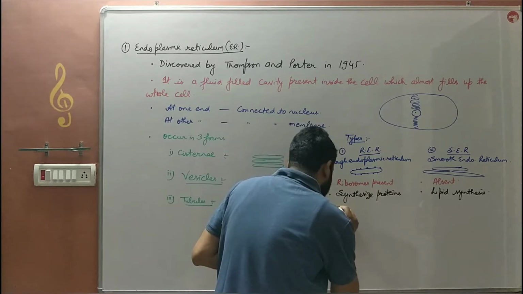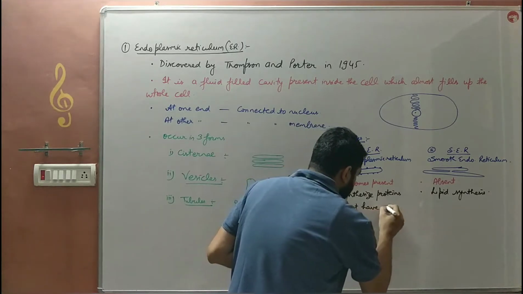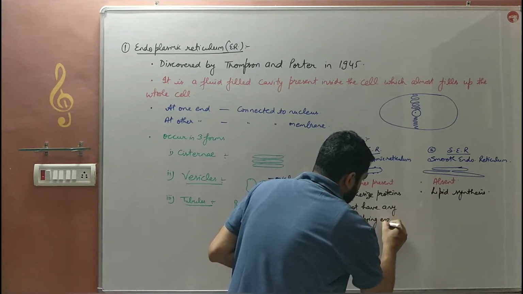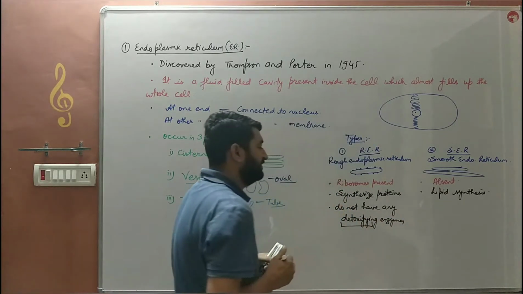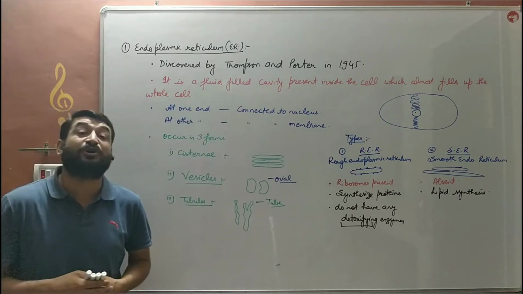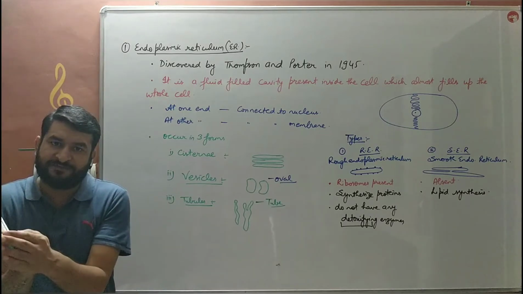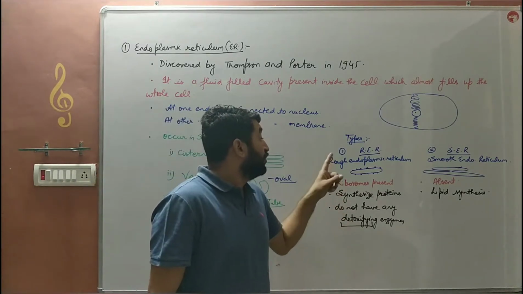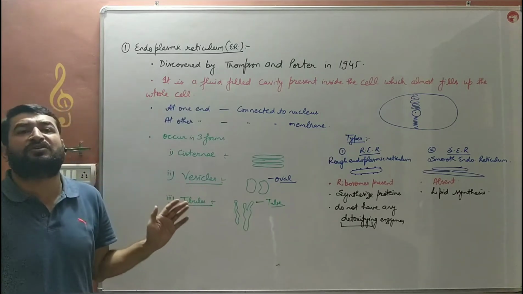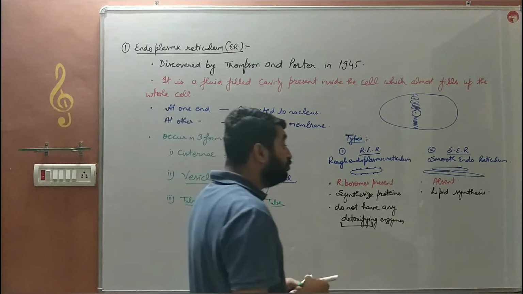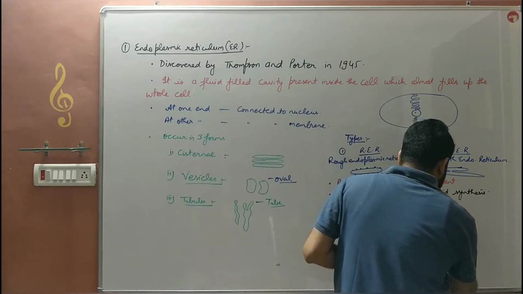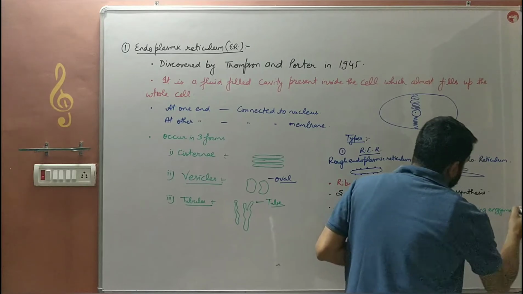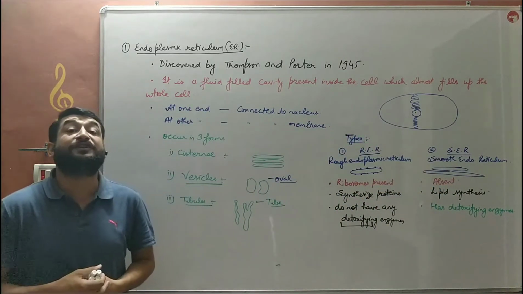Rough endoplasmic reticulum does not have any detoxifying enzymes. Now the question arises, what is detoxifying? De means removal and toxic means poisonous. The conversion of poisonous substances into non-poisonous ones is known as detoxification. Rough endoplasmic reticulum does not have any kind of detoxifying enzymes, whereas smooth endoplasmic reticulum has detoxifying enzymes. So in our body, liver performs the function of detoxification.